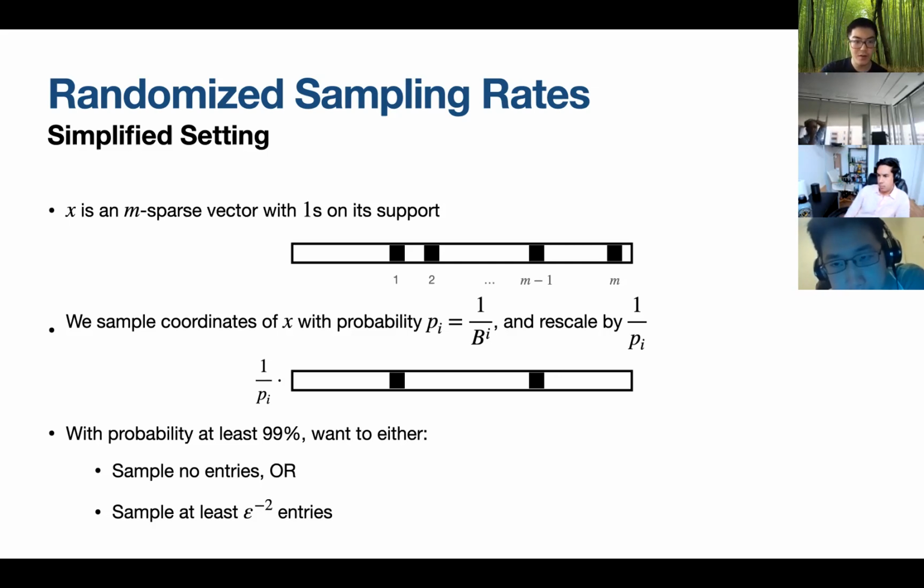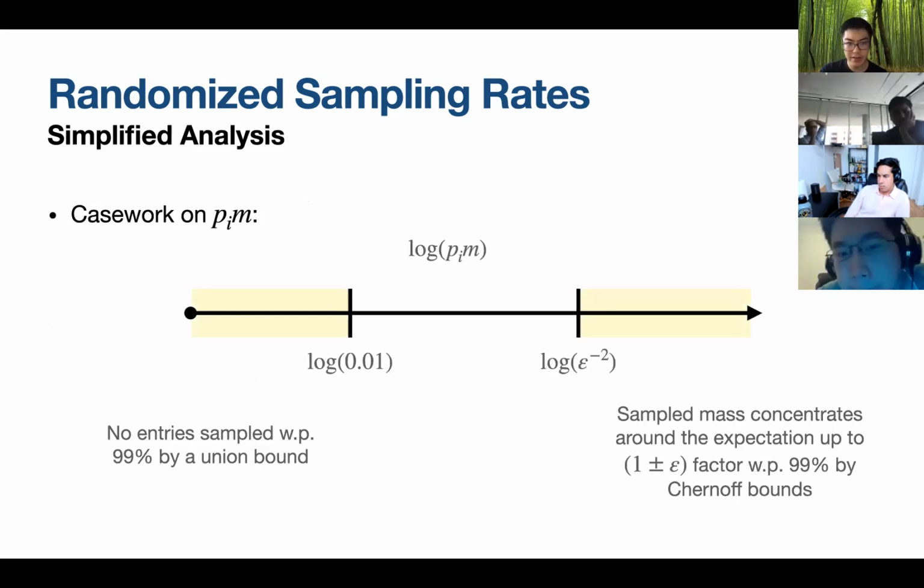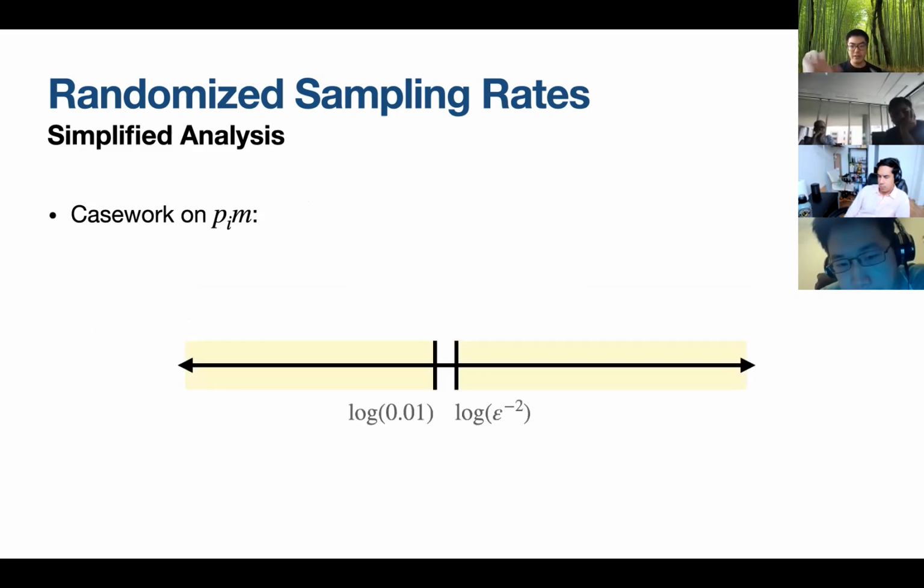Okay, so I'll go back to this picture. So I took logs of everything. And now, we're in the setting where I want to choose Pi randomly in a way that avoids this white space. So I'm going to give myself a bit more space to analyze this.